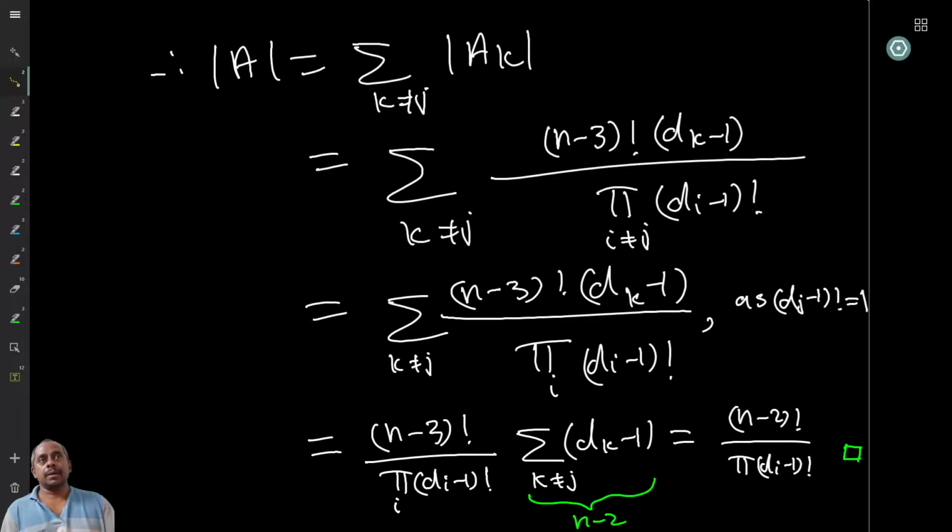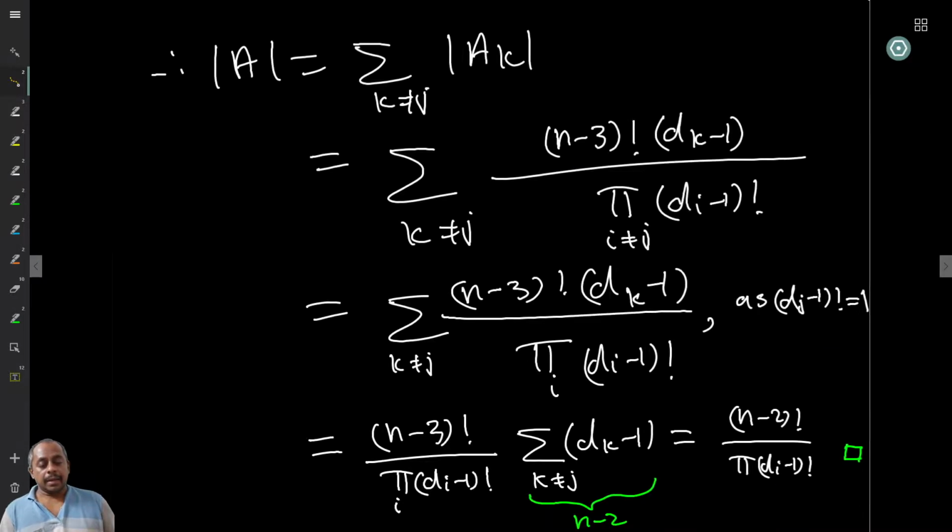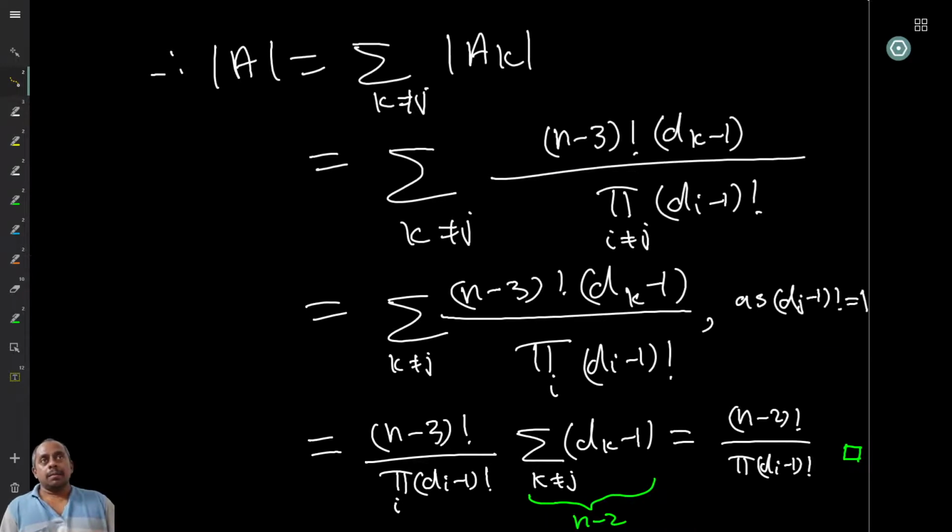Well, it is the sum over all k different from j of the cardinality of A_k, right? By definition, it's the union over all k of A_k. And what do we have? Summation over all k not equal to j of (n minus 3) factorial times (d_k minus 1) divided by the product over i not equal to j of (d_i minus 1) factorial. Now, we can write this as we just mentioned in the previous slide, right? We can write the summation of (n minus 3) factorial times (d_k minus 1) by the product over all i of (d_i minus 1) factorial.